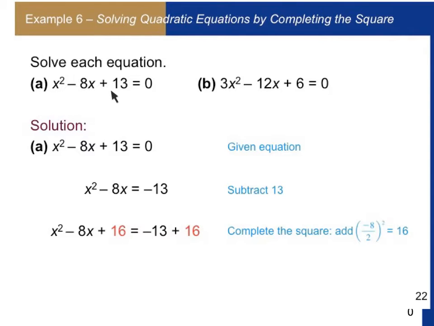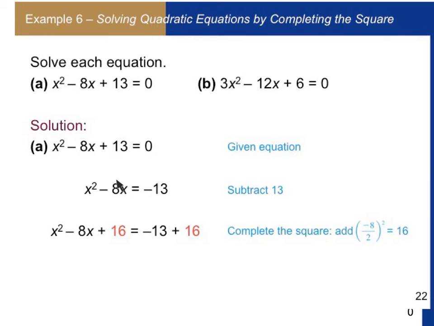x squared minus 8x plus 13 equals 0. We can't factor this using FOIL in reverse. So we say that's a prime quadratic because we can't factor it. The first thing we want to do is ignore the 13 because it kind of gets in our way. So let's move it to the other side. We're going to subtract 13 on both sides. So now we're just going to focus on the x squared minus 8x.